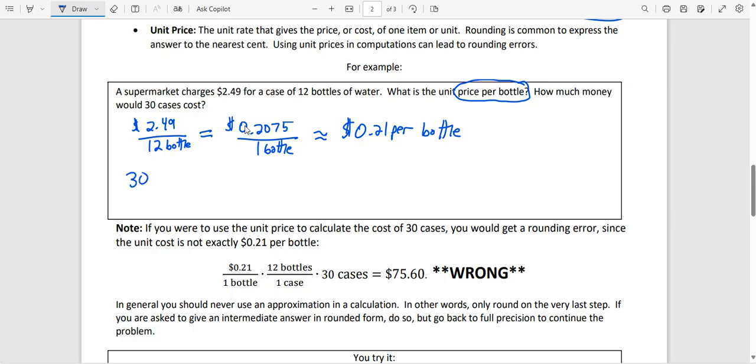Okay. So the second question, how much money would 30 cases cost? We start with 30 cases. And we try to use our conversion factors to, let's see, we have the dollars per case. Oh, that is really nice. We can say one case and $2.49. Notice I'm not using the conversion factor that I just computed that has a rounding error in it. I don't want to do that.